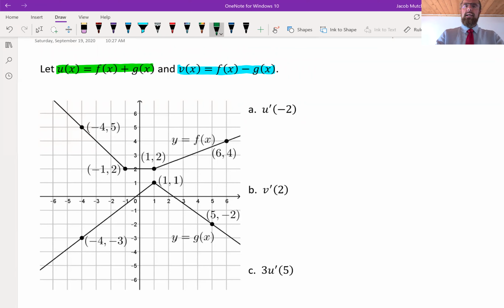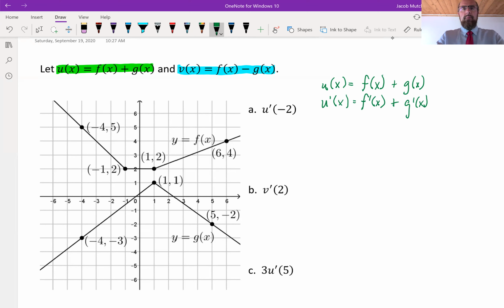Our first task here in part A is to find the derivative of u at the x value of -2. Let's remind ourselves, u of x equals f of x, the y value of that function, plus the y value of g of x, and that sum defines u of x. If I apply my derivative rules, the sum rule says the derivative of u of x is equal to the derivative of f of x plus the derivative of g of x.